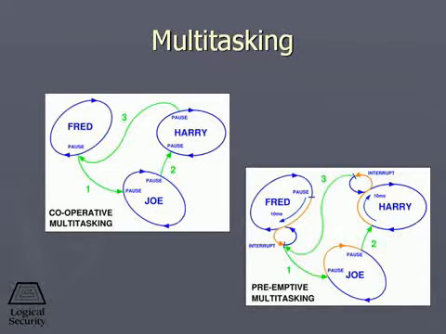Now with preemptive multitasking, again, the operating system is in charge of when a particular process is done in the CPU, when that process's time slice has been completed. So the kernel remains in control of whose turn it is and when that turn is over.